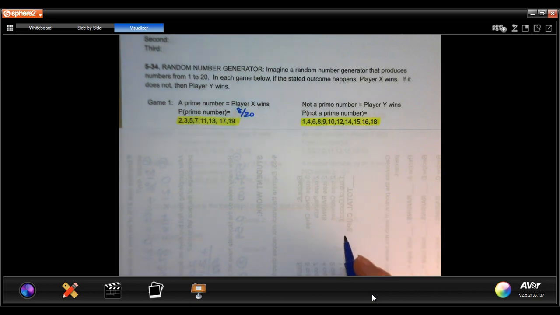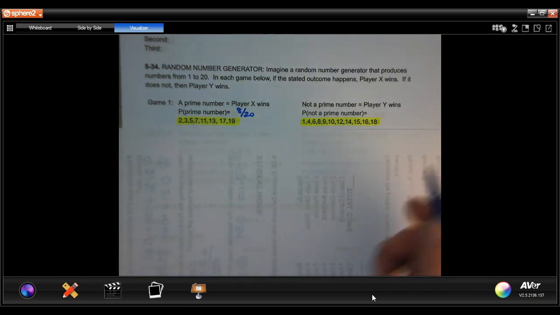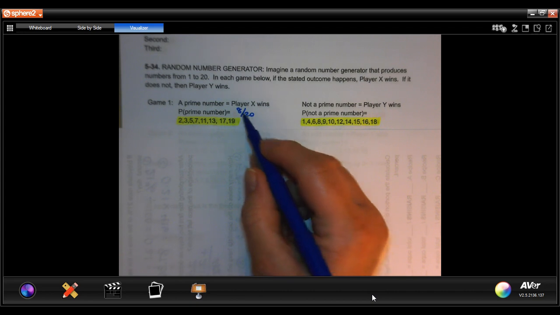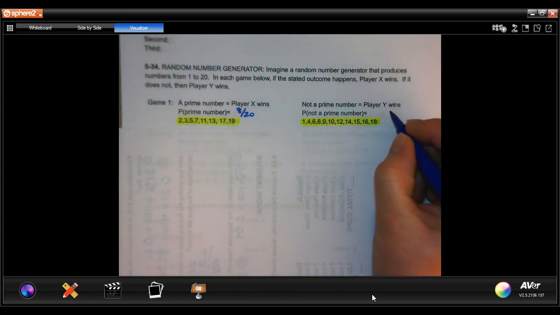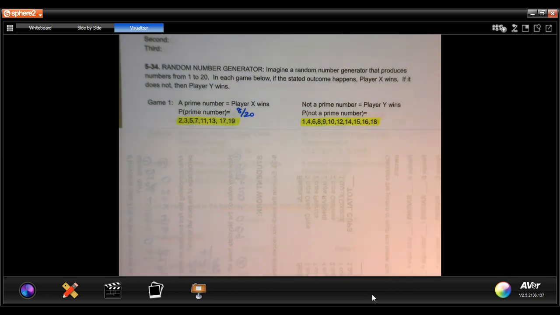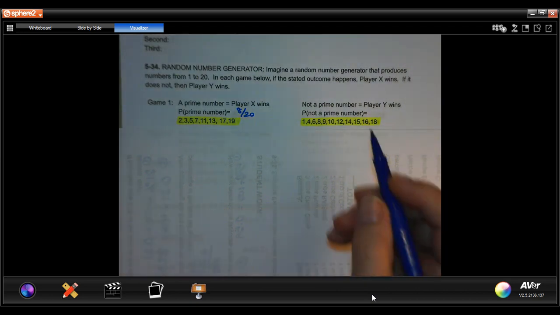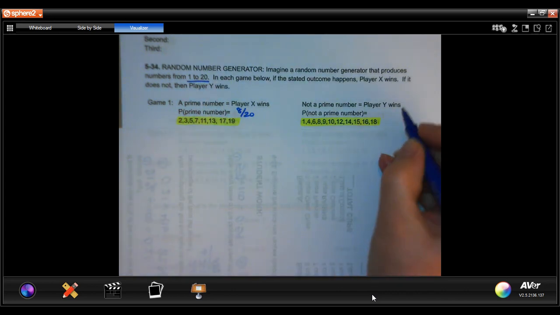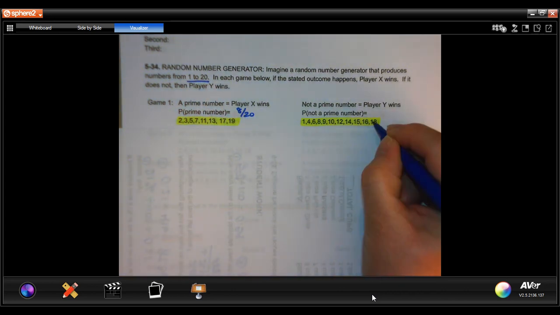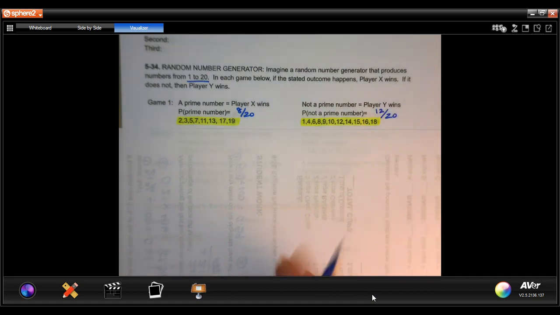And I can change it to a percent if I want, but I'm going to leave it like this right now. And if 20 is my possible total, or my total that I'm going to be working from, because it's 1 through 20, I'm going to count up what's here, or I can simply subtract 8 from 20, and I get 12 out of 20 are not prime numbers.